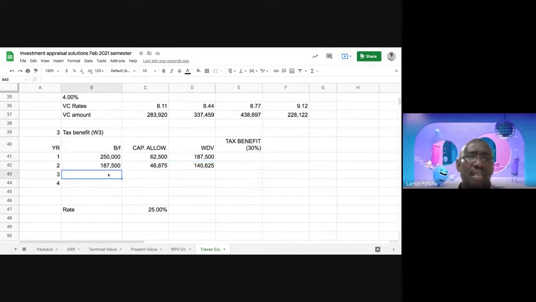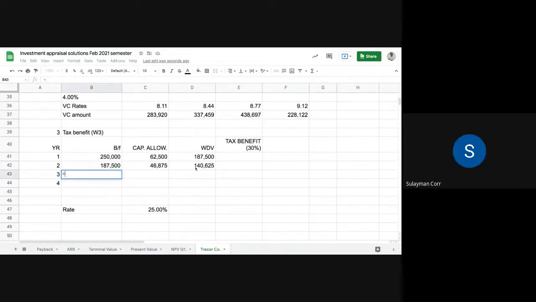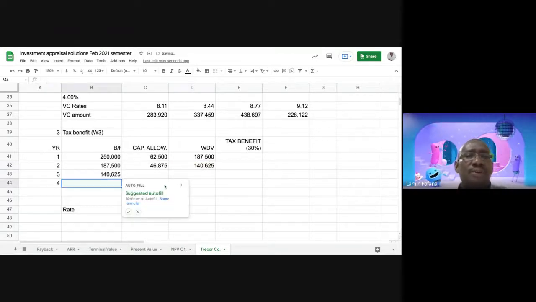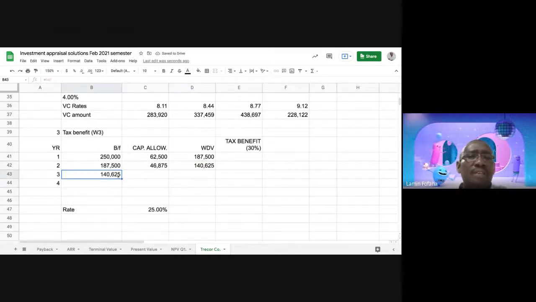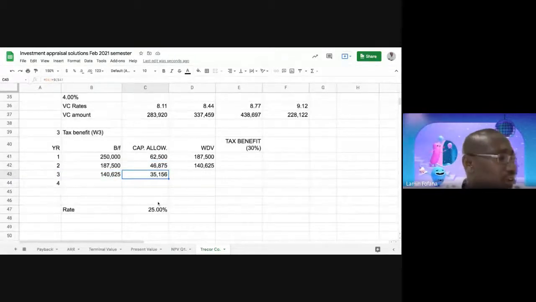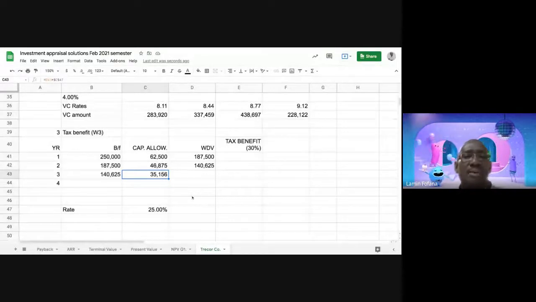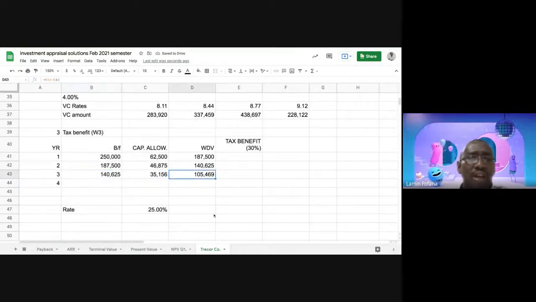So we go to year 3. What will be our brought forward? 140,625. We bring it forward. After bringing it forward, we do the same calculation. This 140,000 multiplied by 25% gives us 35,156 as our capital allowance, and our WDV will be this from that, 105,469. So that's at the end of year 3.